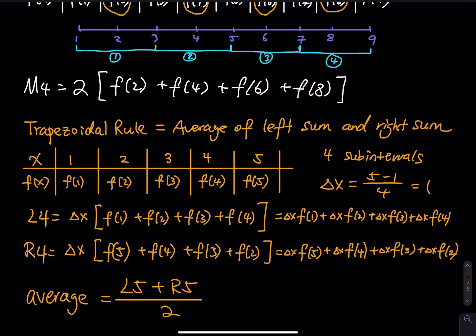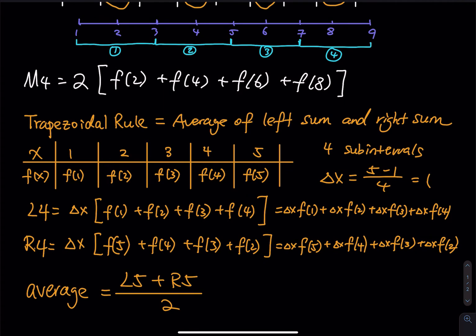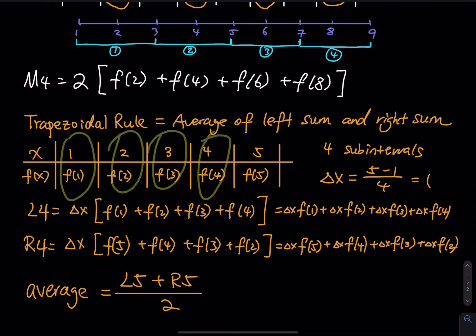The way we take the y values is we go from left to right. We take the first 4 y values. So 1, 2, 3, 4 from left to right. So that's why we have delta x times the sum of f1, f2, f3, and f4. And then you distribute the delta x to the f1, 2, 3, 4, and then you have the distribution.